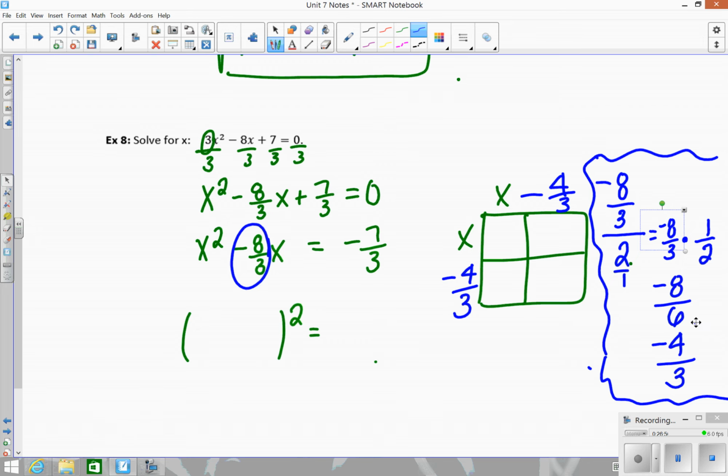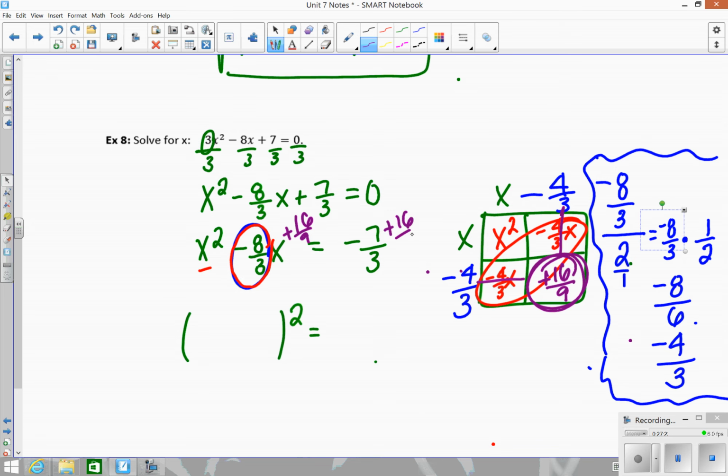So inside the box here, remember, this should always match what's over here. If you multiplied this, you would get negative 4 thirds x, negative 4 thirds x. If you combine these like terms, you should be getting this, which you do. And then the last thing here is to multiply to figure out what number needs to be added. So it's going to be positive 16 over 9. Multiply the 4's, multiply the 3's. So you're adding 16 over 9 to both sides. So this is just going to become x minus 4 over 3, because remember, it's always the side lengths of the square.